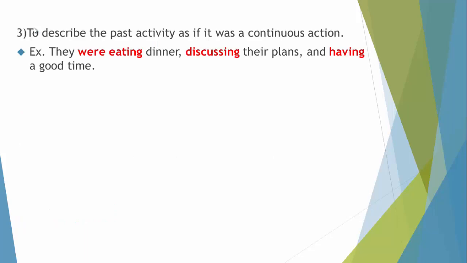Number 3. We use the past continuous to describe a past activity as if it was a continuous action. For example, they were eating dinner, discussing their plans, and having a good time. Note that it is different from the past simple that describes a past activity as a series of separate actions.